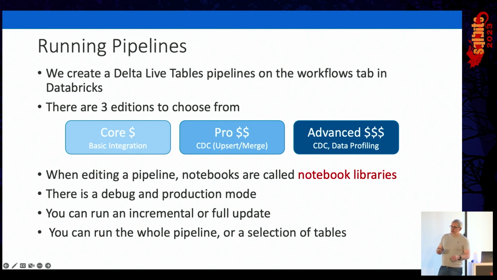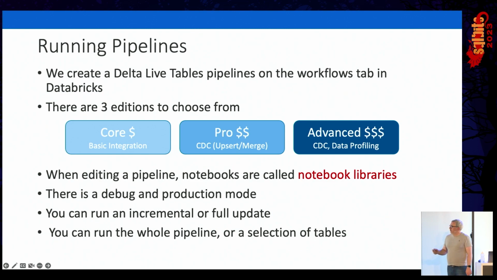So we've got core. Core is basically basic integration. It does stuff like autoloader, it does the streaming part, and it allows you to make a basic integration pipeline. Then we've got pro, and they call it CDC that they've added in here. Basically, CDC on lots of other source systems means change data capture, give me the things that have changed. Within Delta Live tables, it basically means that you can do upserts and merges within your Delta Live tables. And then we've got advanced. And that adds the CDC feature, but it also adds data profiling into that.